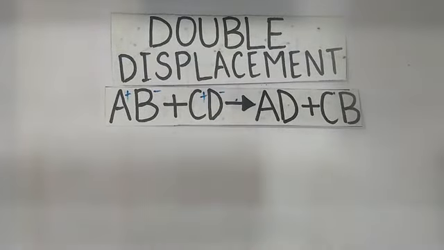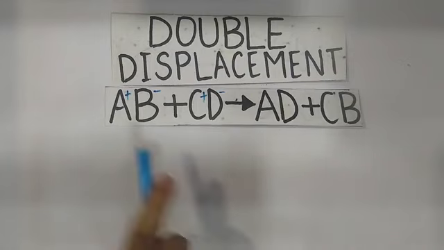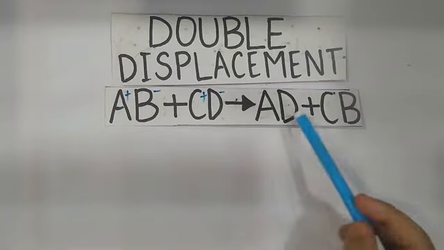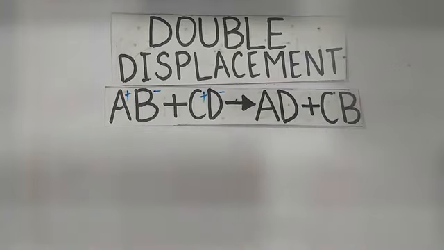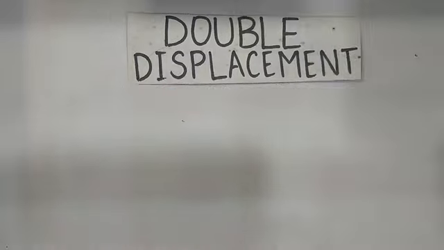So this will be the double displacement, because there are two compounds involved. There can be more than two compounds involved. I am giving you an example of only two so that it will be better for you to understand. So AB reacted with CD to give us AD and CB. Let us go to some of the examples now.